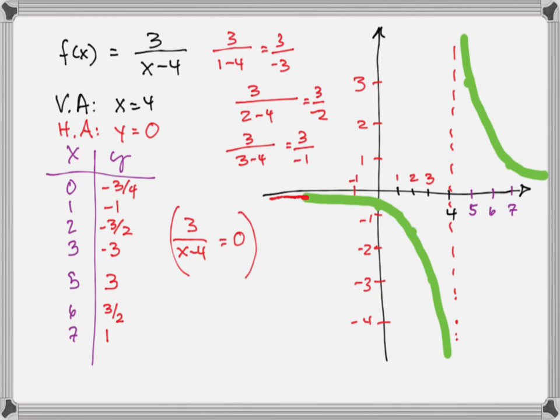Are you guys with me? I'm asking all these good questions. Now we're going to multiply by x minus 4. And what happens? 0 times x minus 4 is still 0. We don't get an x-intercept here. And we better not, because the x-axis is our horizontal asymptote.